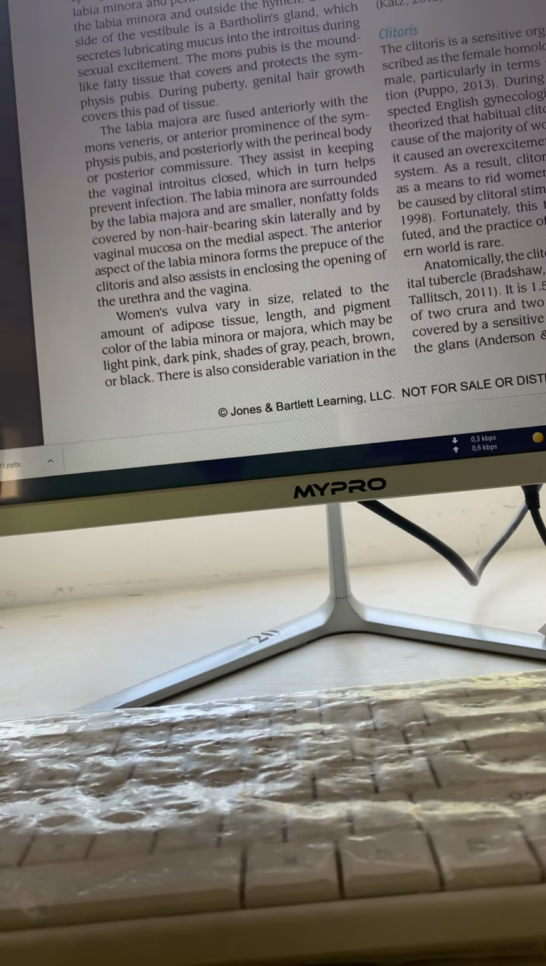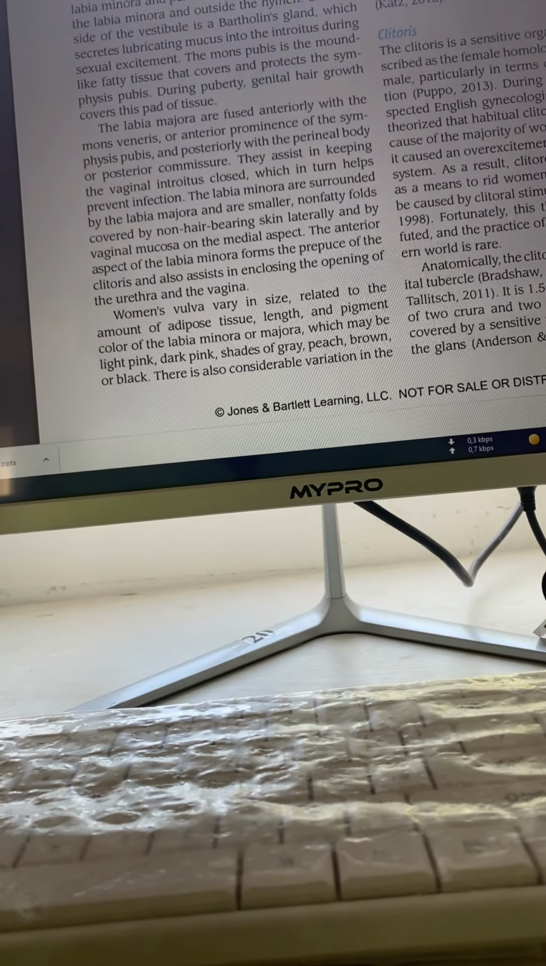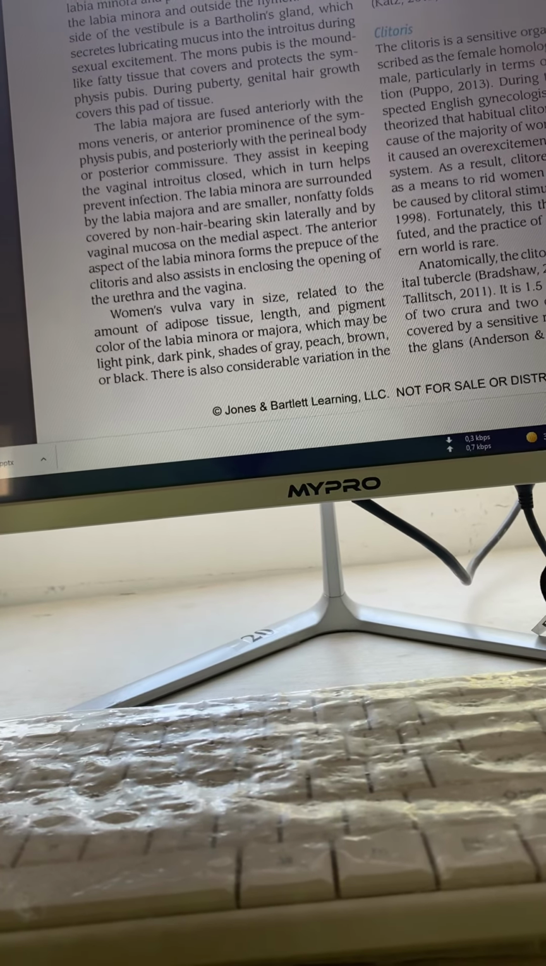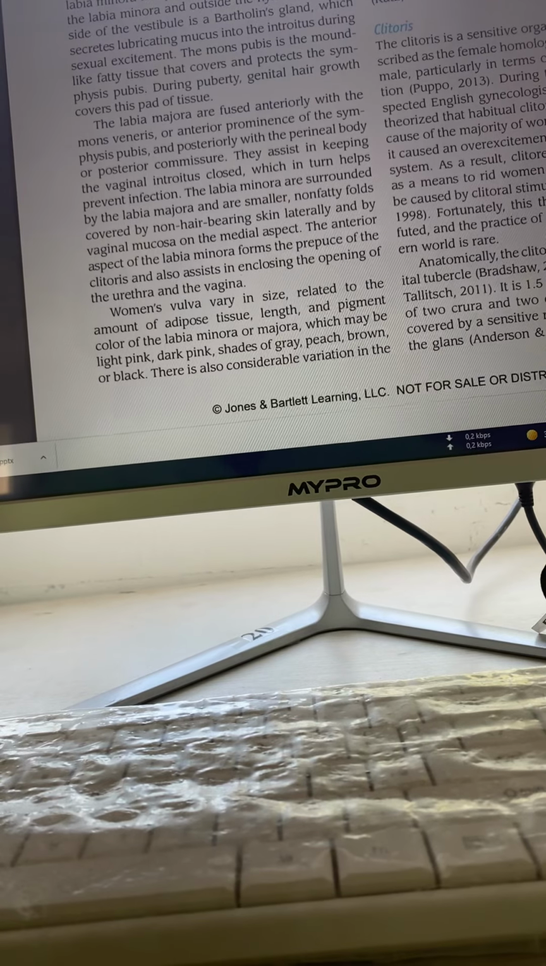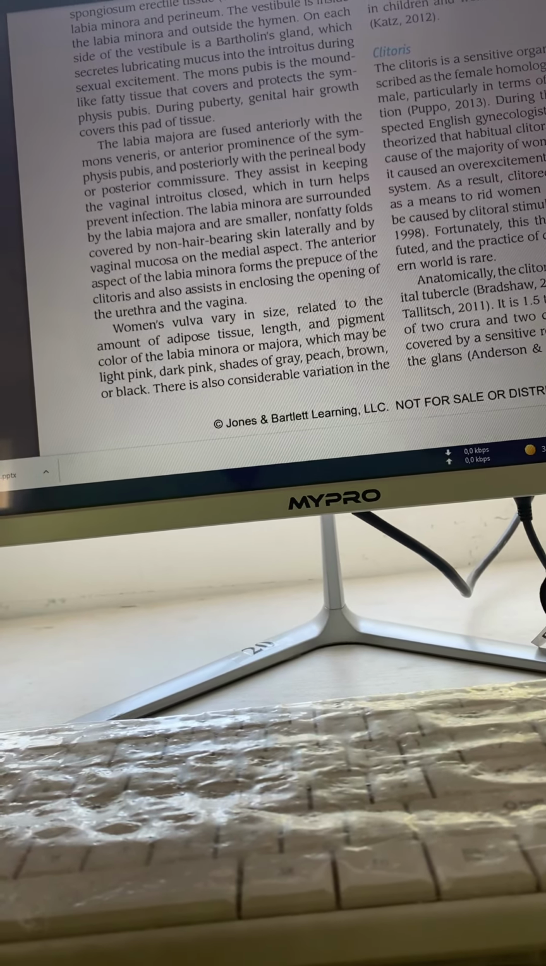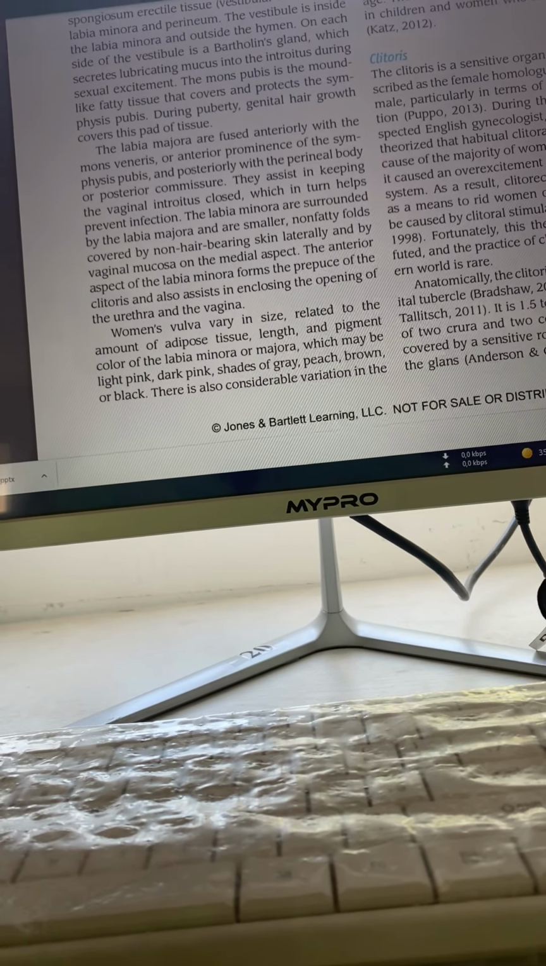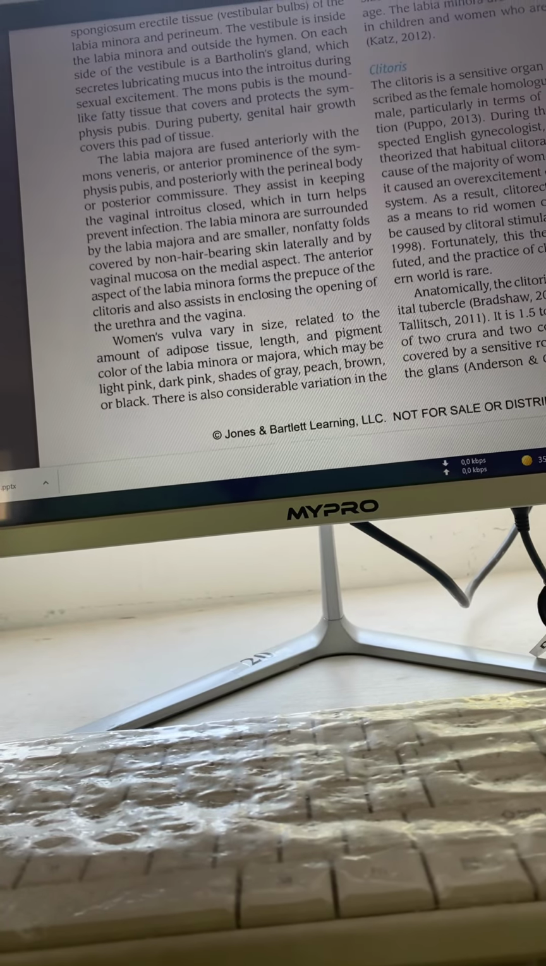The labia majora are fused anteriorly with the mons veneris, the anterior prominence of the symphysis pubis, and posteriorly with the perineal body of the posterior commissure. They exist in keeping the vaginal introitus closed, which in turn helps prevent infection.